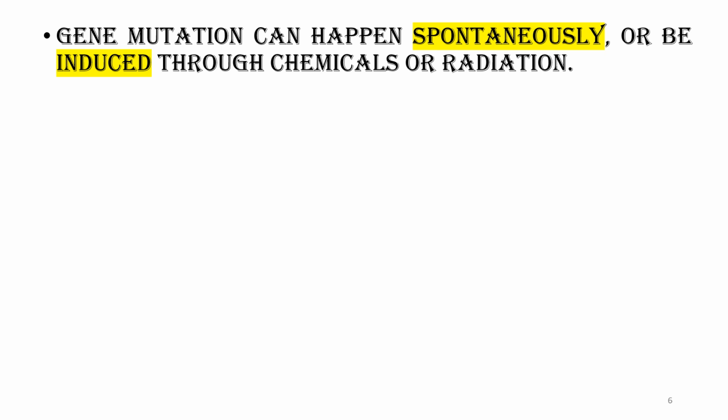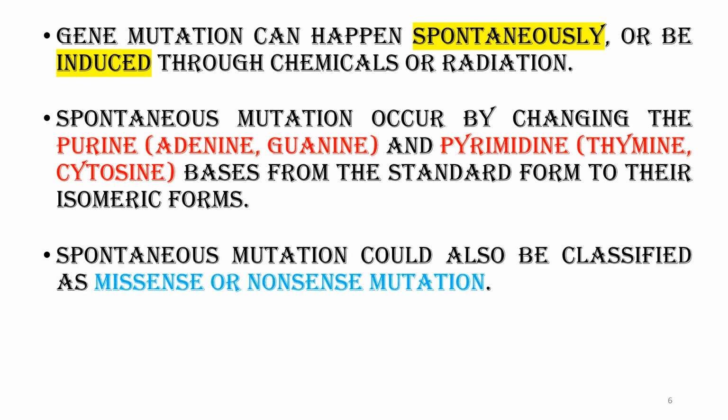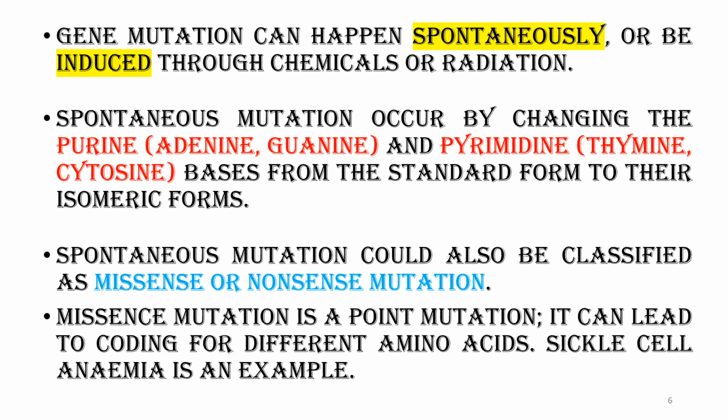Now, gene mutation can happen spontaneously, or it can be induced through chemicals, radiations, or other environmental means. Spontaneous mutation occurs by changing the purines, that is the genetic bases adenine and guanine, or the pyrimidines, that is thymine and cytosine bases, from the standard form to their isomeric forms. Spontaneous mutation can also be further classified as missense or nonsense mutation.